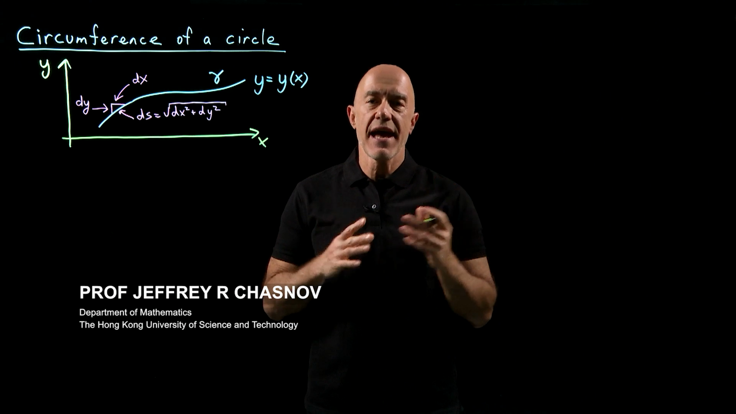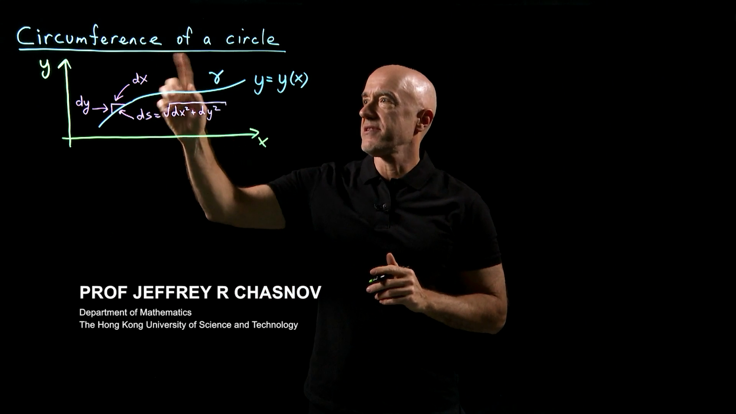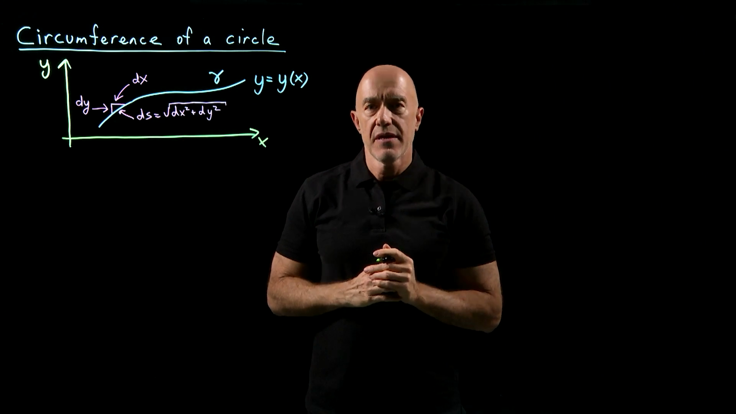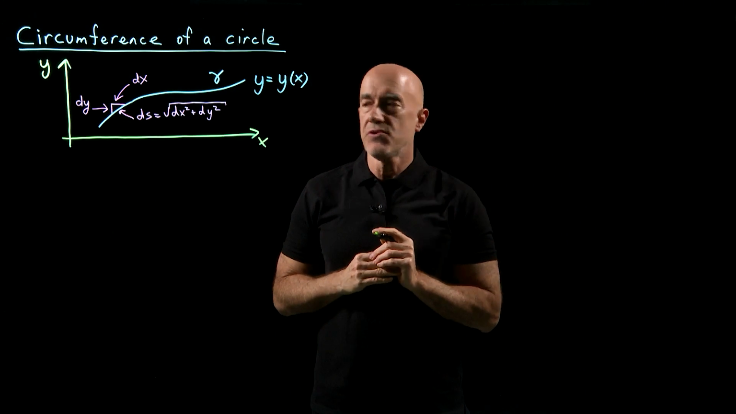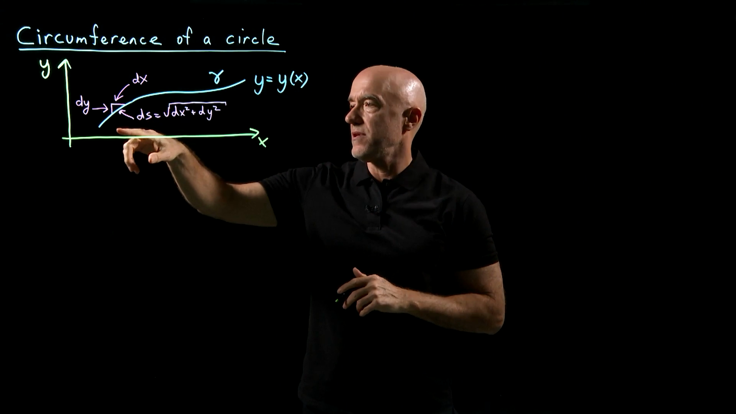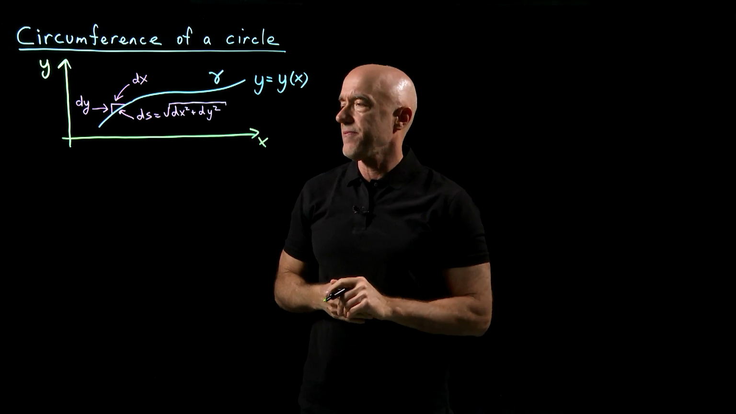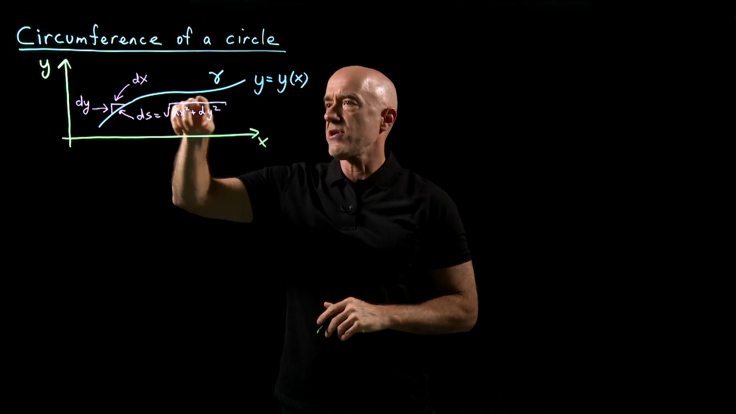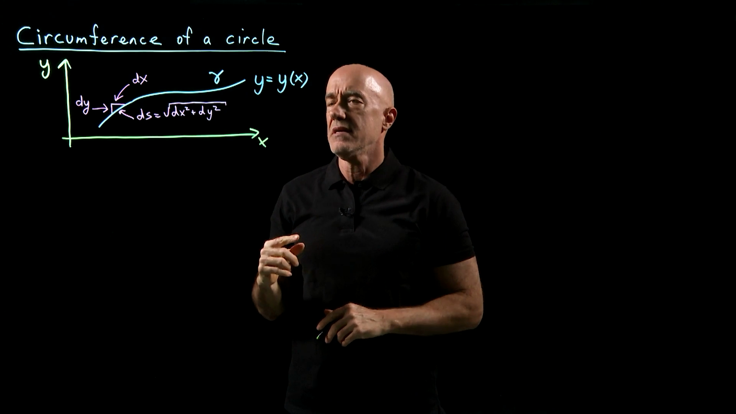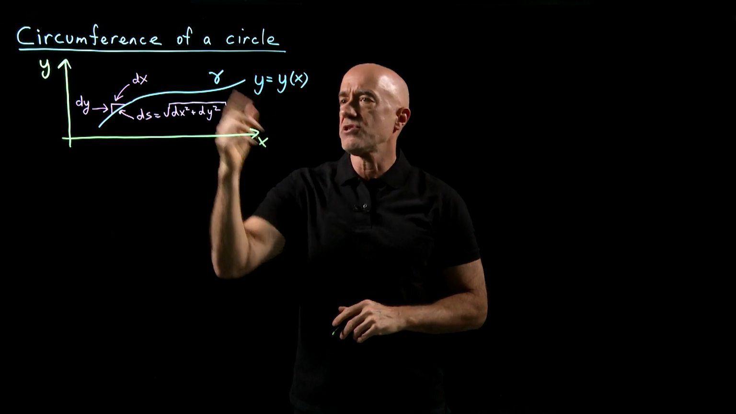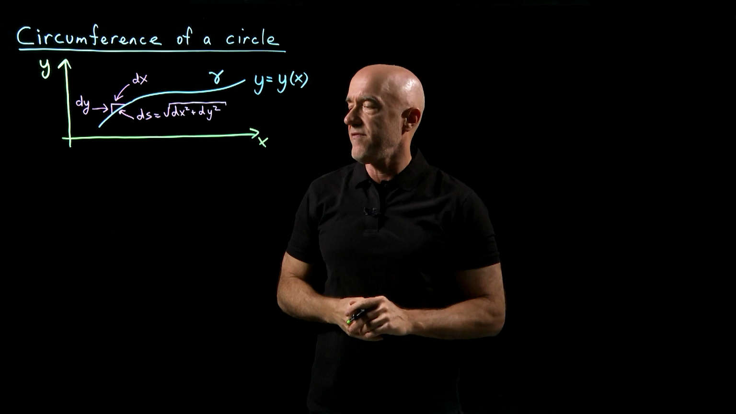Let's apply the calculus for computing the circumference of a circle. To do that, we first need to talk about how to compute the length of a curve. We call that the arc length. So here is some arbitrary curve that I call gamma. It may have a functional form, y equals y of x.